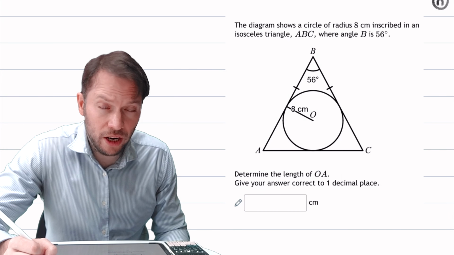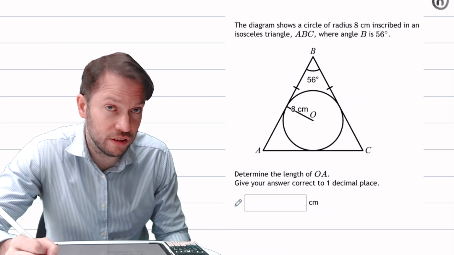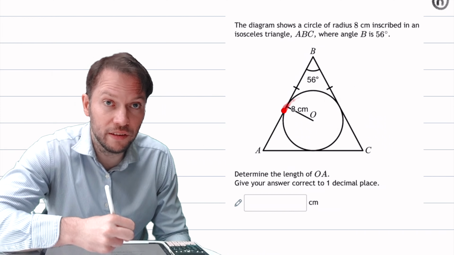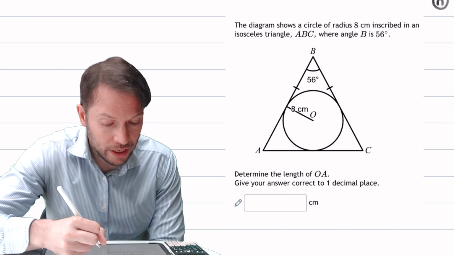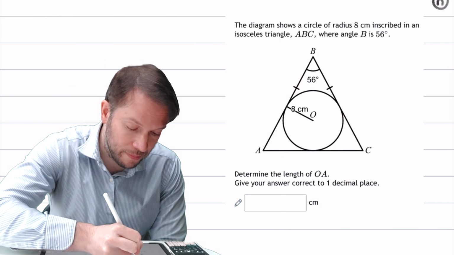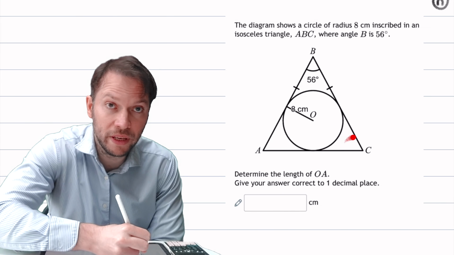Hi, in this video we're going to find a side length involved with an isosceles triangle and an inscribed circle here, so a circle inside this isosceles triangle. Now, an isosceles triangle just means that two of the lengths are the same, but that also means that these two base angles, as they're called, will be the same.